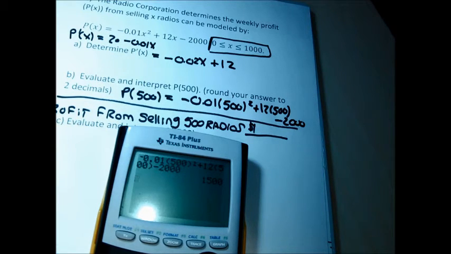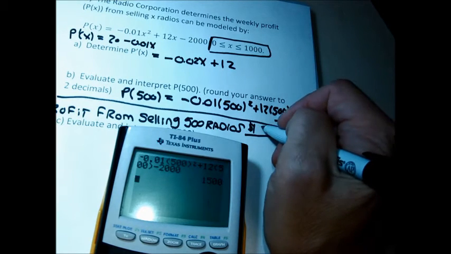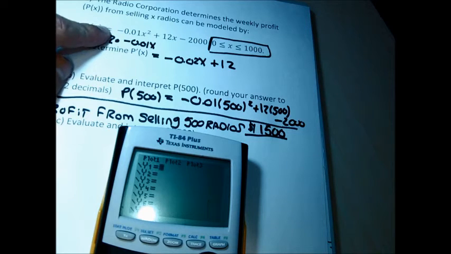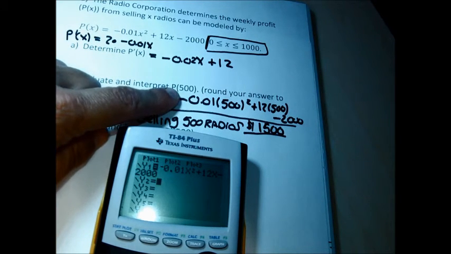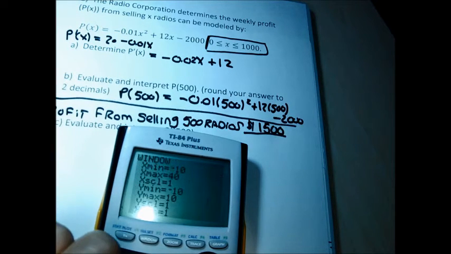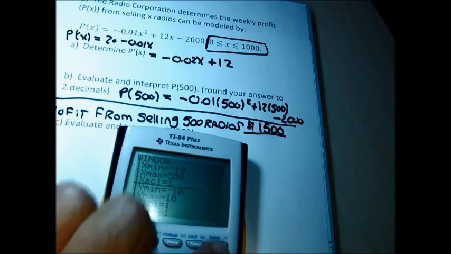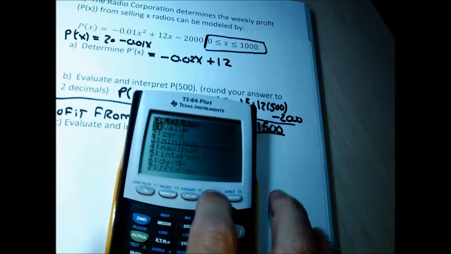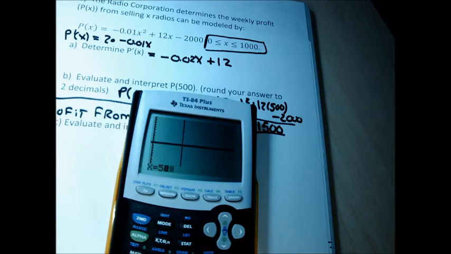I get $1,500, assuming I entered it right. So negative, that looks right. Let me do it from the graph screen. So I'm going to go y equals, put that function in there, negative 0.01 x squared plus 12x minus 2000. My window has to have an x max bigger than 500. So I'm going to set my x max up to like 550. And again, I'm not expecting to see much of the graph. It doesn't matter. And now I'm going to go second, calc, value, type in 500, and I get that same $1,500. So that part is done.